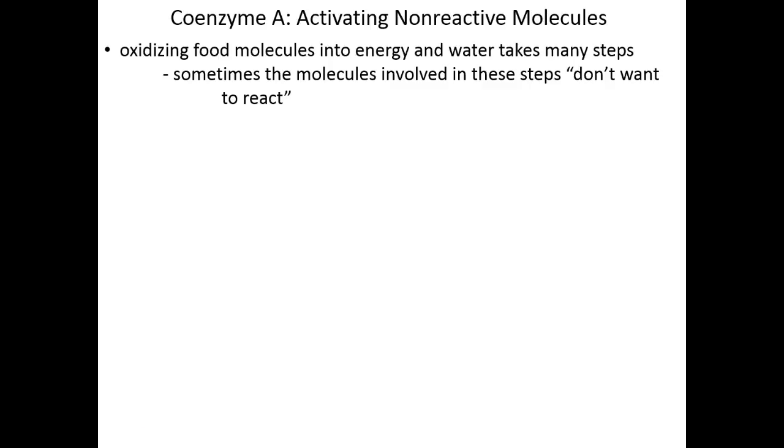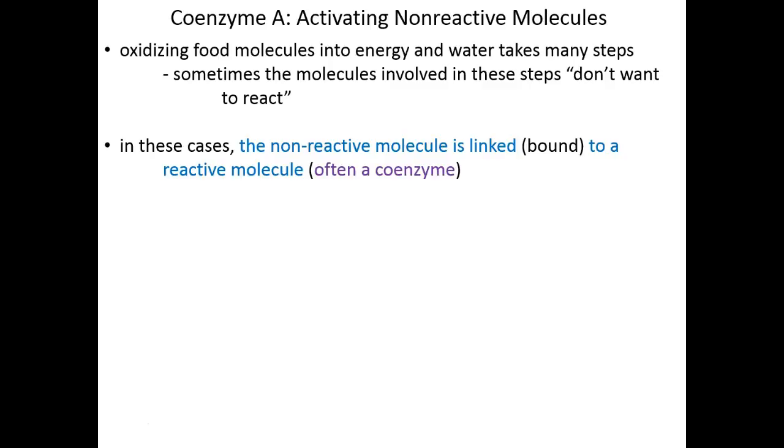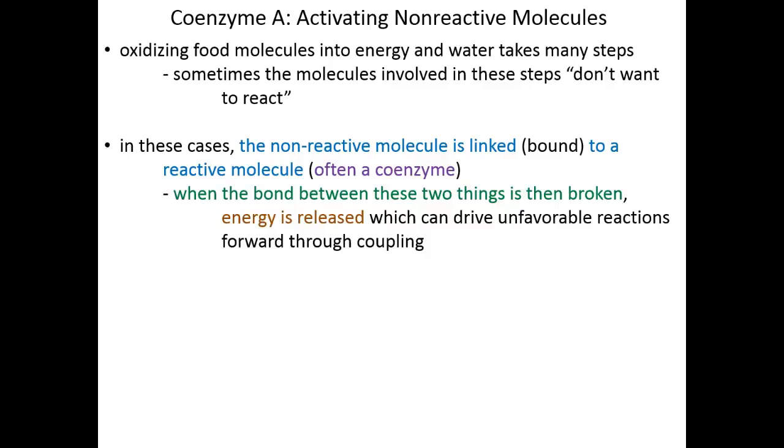Sometimes, though, it's not the delta G's that are the problem. Sometimes the reactant molecules we need to work with simply are non-reactive. They're completely content. They have no reactivity at all. They just don't want to engage in chemistry. In these cases, what we can do is force a non-reactive molecule to become reactive by linking it to a coenzyme. Biochemically, once the bond between the formerly unreactive molecule and the coenzyme is broken, energy is released, and we can use that energy of reaction to force our molecule to do whatever we wanted it to do.